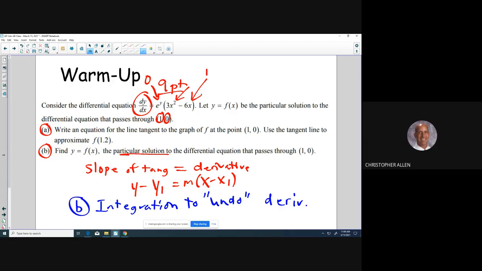And that's what we do. That's what we've been doing all of chapter 5. We've been using integration to undo the differentiation. In other words, we've got the derivative. How do we get back to the original function? Well, we're going to use integration to do that.